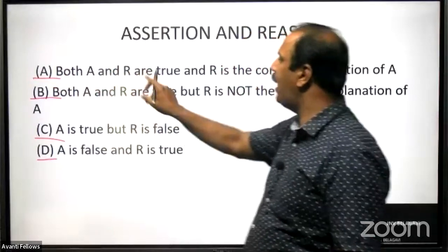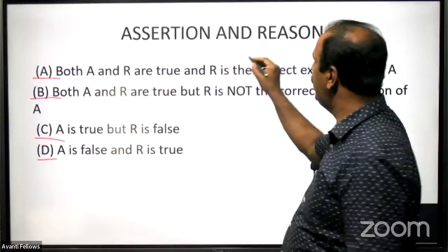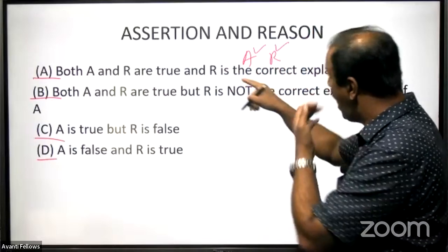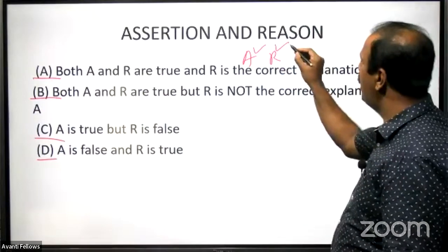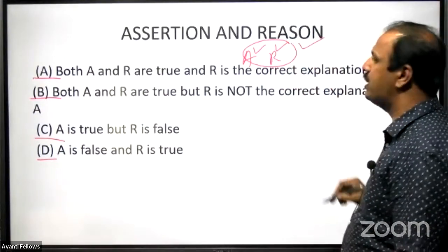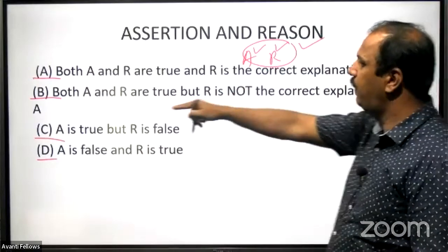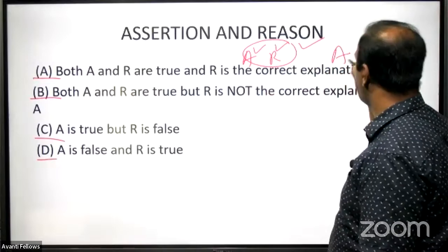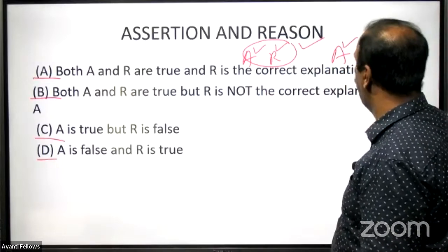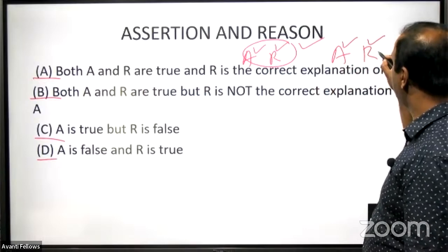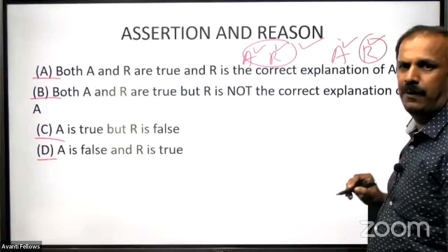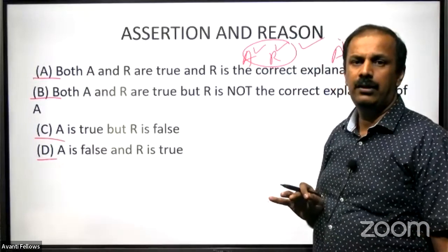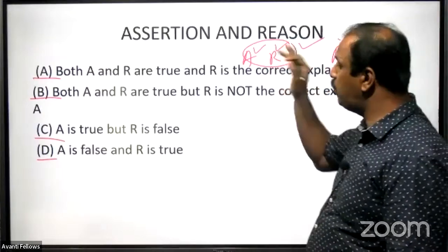A, both A and R are true. That is, A is true and reason also true, and R is the correct explanation of A. In the next case, B, both A and R are true, but R cannot explain the assertion. Assertion is true, reason also is true, but this reason cannot explain the assertion. In your case, such questions you can get more.